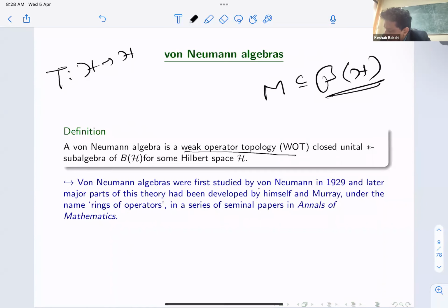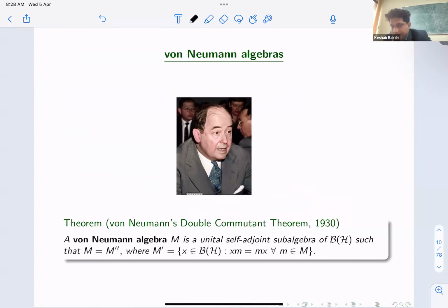It was done by von Neumann in 1929, and later a major part of this theory was developed by him with his postdoc collaborator Murray. And this is in a series of papers called Rings of Operators in the Annals of Mathematics. So please, you can interrupt me at any time if you have any question. Don't hesitate, please.